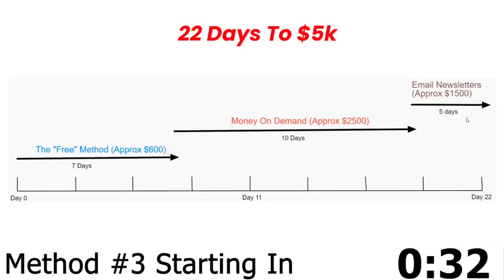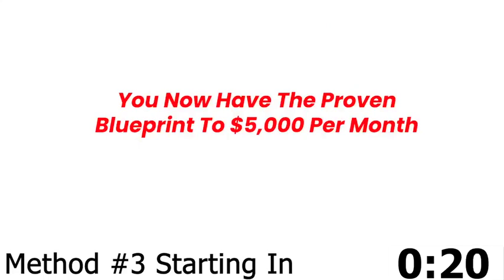And then for the remaining 5 days of this 22 days, all you're going to be doing is sending out email newsletters using copy and pasted materials, and that should bring you in easily another $1,500. So you now have the proven blueprint to making $5,000 per month. And some are content with this alone.